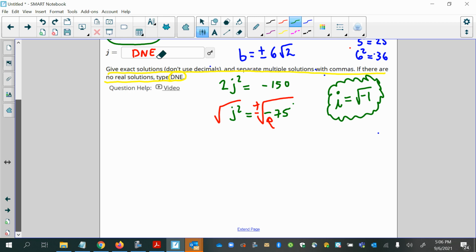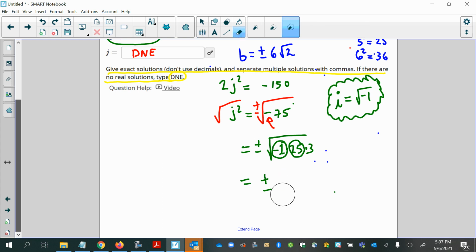But let's just talk about what this would look like if we were able to enter answers that were imaginary, or complex is another word for that. We would do this. We would keep the plus minus. We would rewrite the negative 75 as negative 1 times 25, because that's the largest perfect square that goes into 75 evenly. And then we would do plus or minus the square root. Well, we want to pull out what we can. So the square root of 25 is 5. The square root of negative 1 is i, and the 3 is just stuck underneath there.